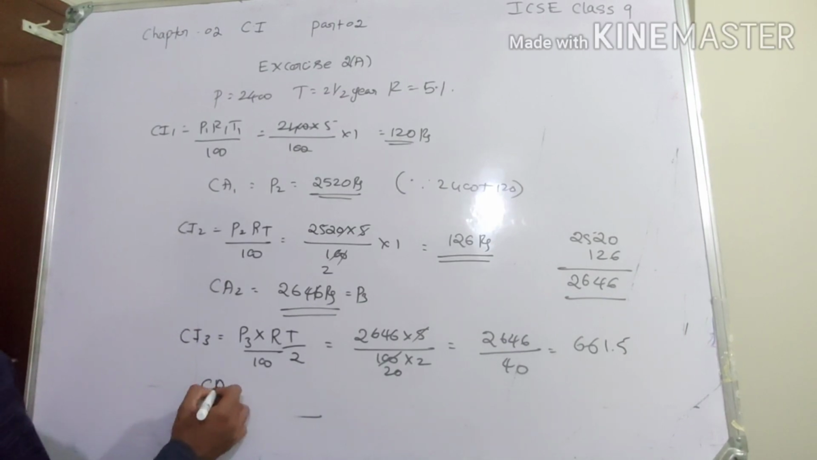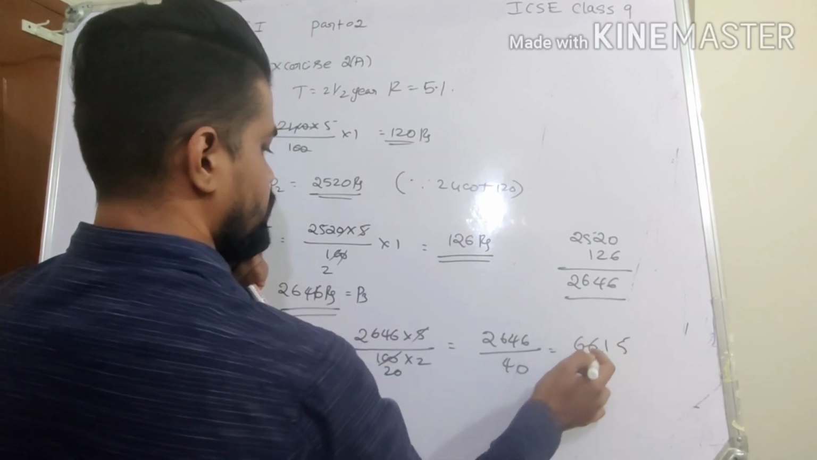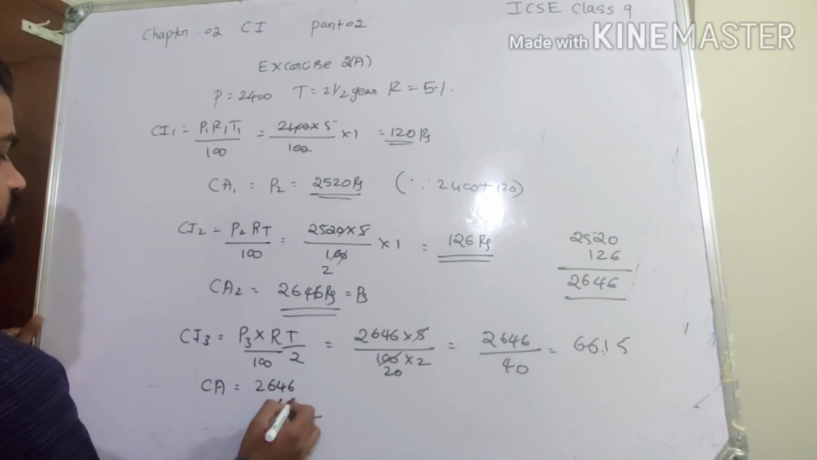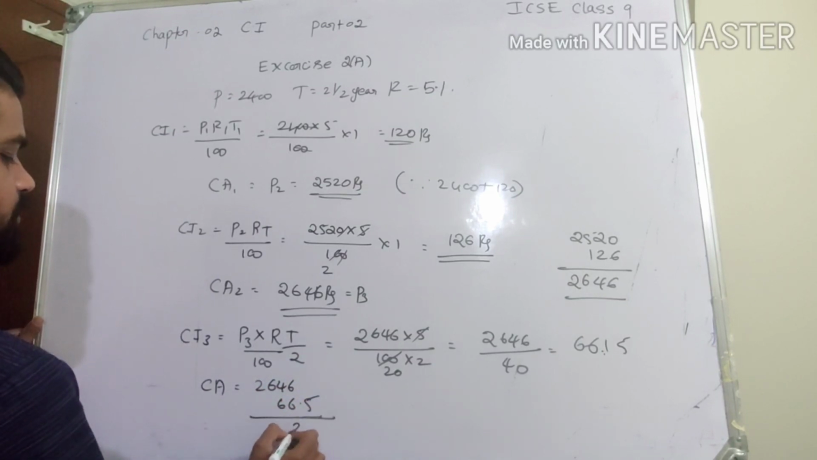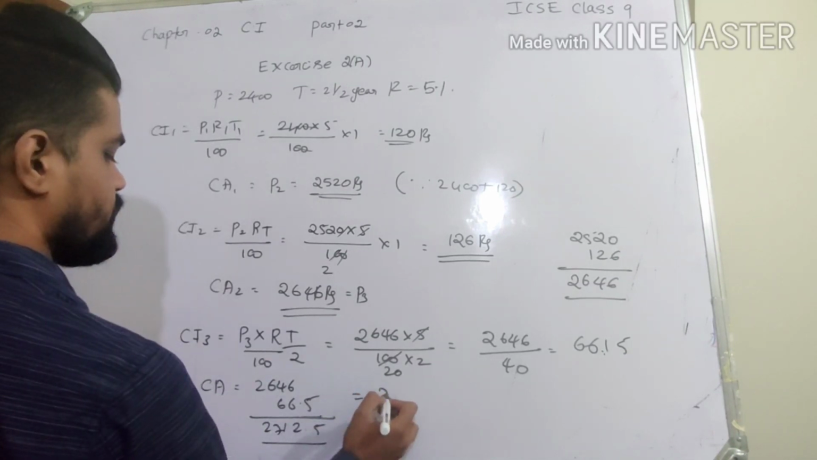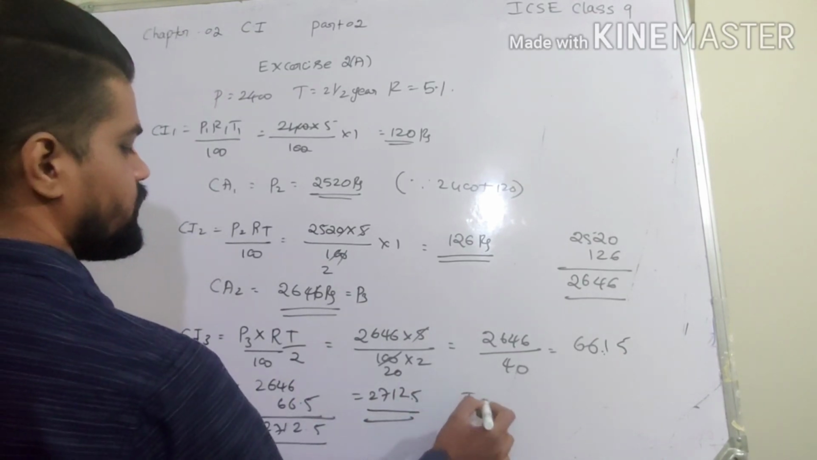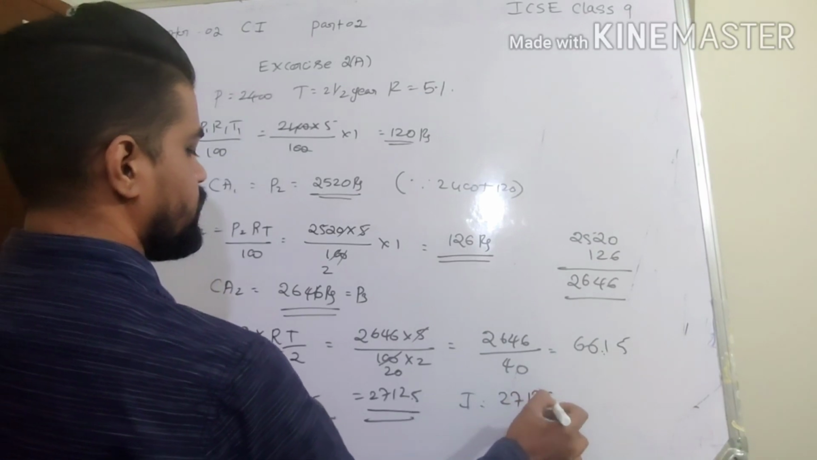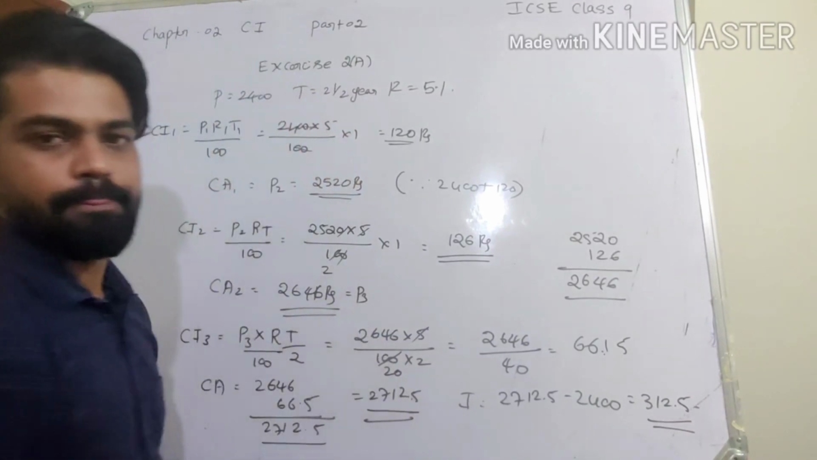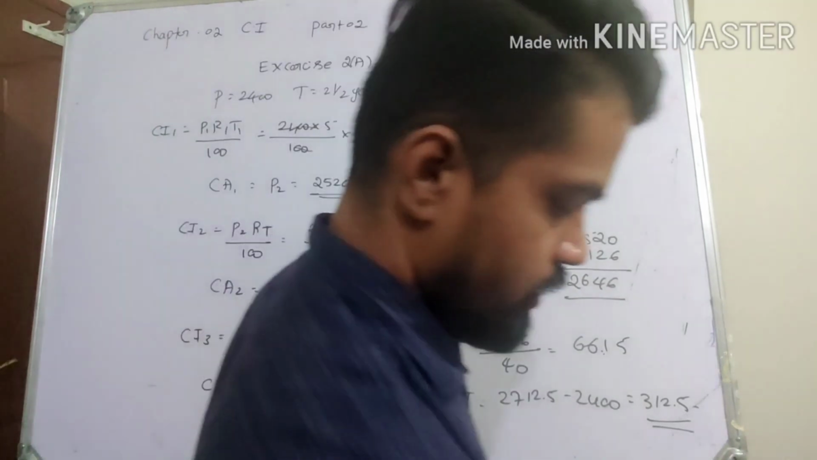So the compound amount is going to be, no, it's 66.15, because it should be almost half of this. So we have 2646 plus 66.5, which will be 2712.5. Okay. So then what is the interest? Interest is 2712.5 minus 2400, which is 312.5. That is the total interest obtained. Okay. So that is the fourth question.